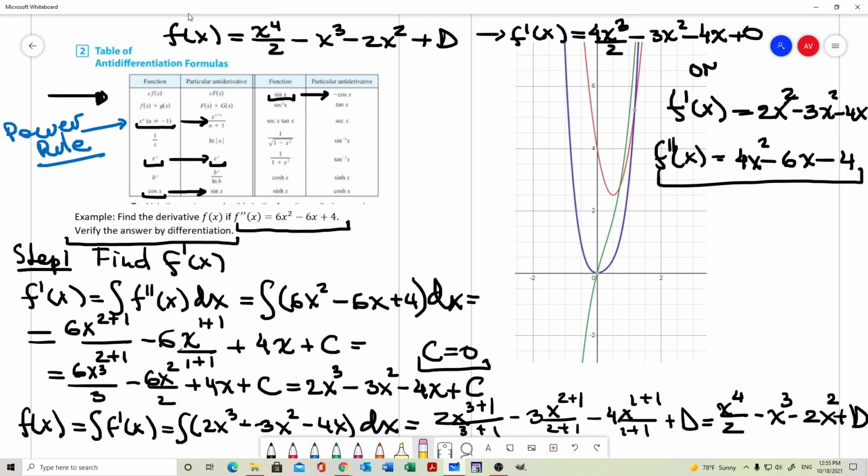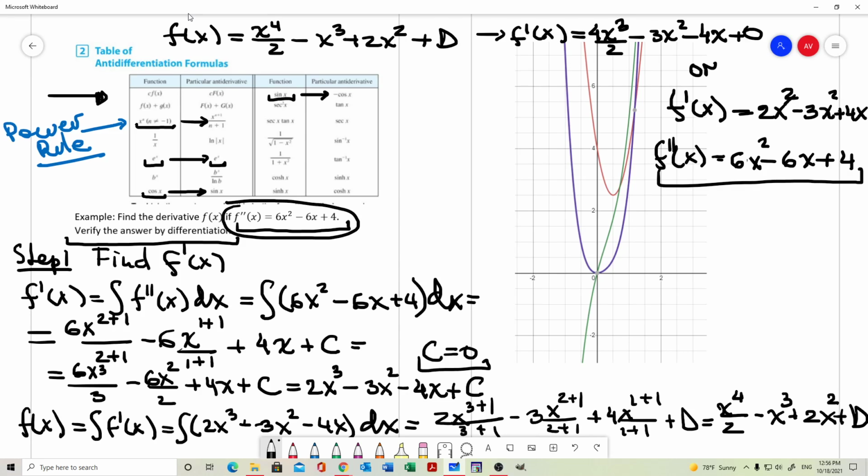Three times 2, 6. Sorry about that. Let me correct myself. 6x squared minus 6x. This is the plus. Plus 4. And we're back to the original function.